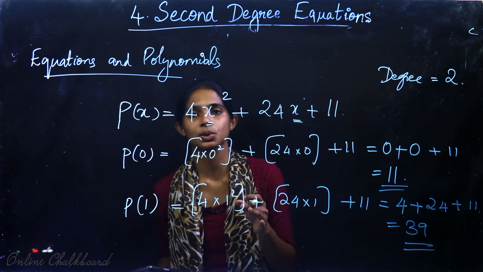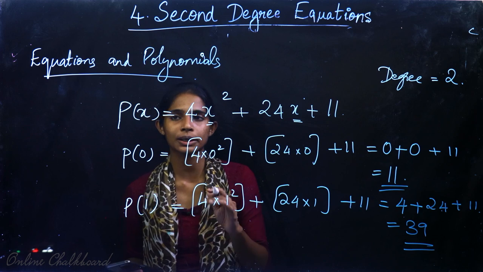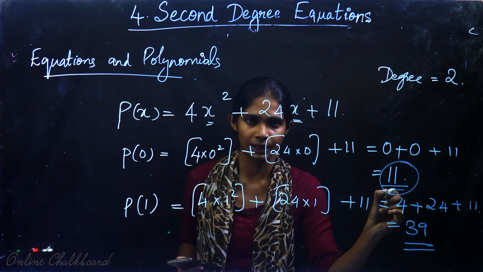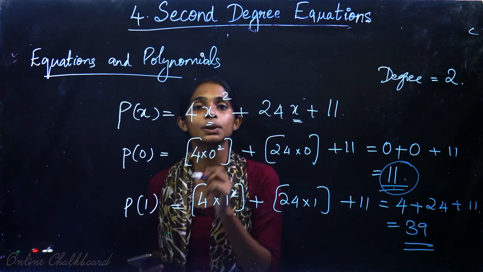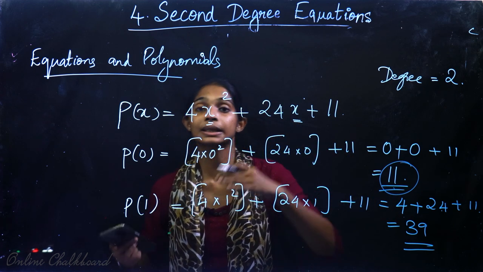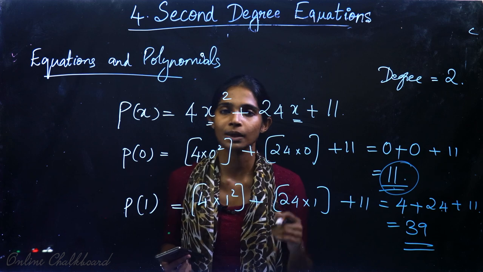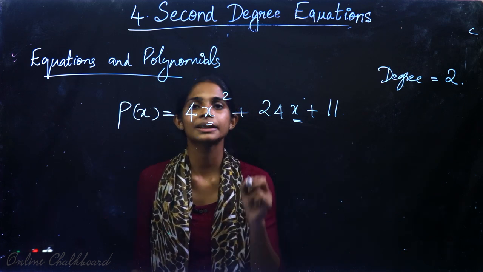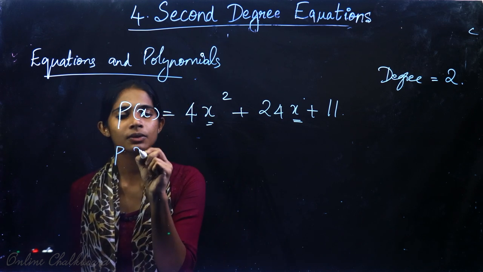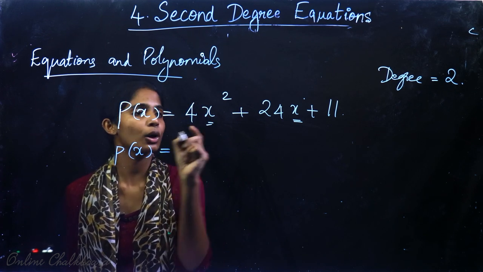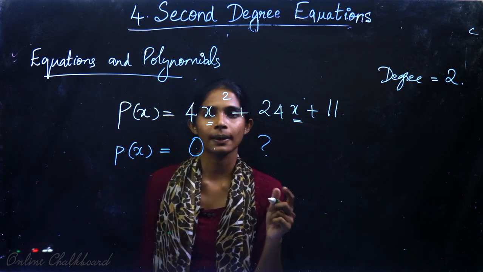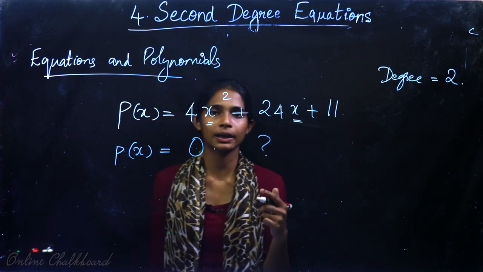Now let's think in reverse. Suppose I ask: for this polynomial to have the value 11, what value should I put in for x? That's why we do the reverse process. Now, we will look at the questions. For example, you have a question: at what value of x will the polynomial p of x be equal to 0?